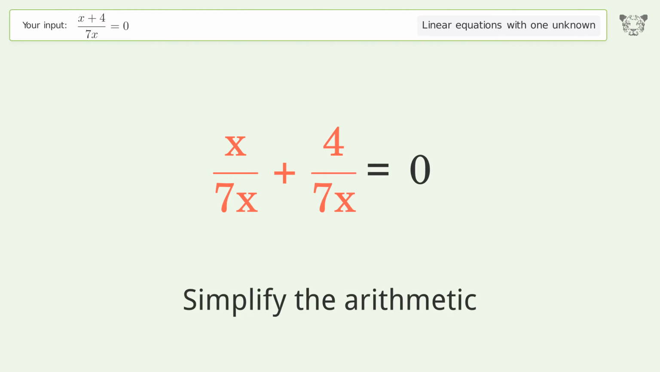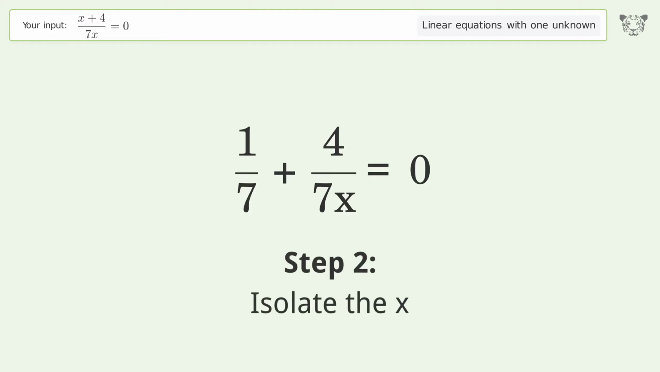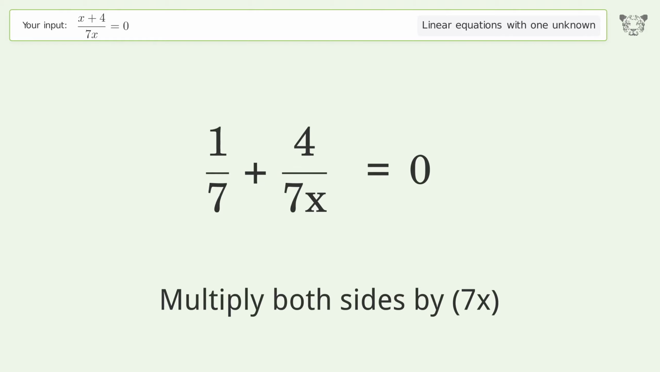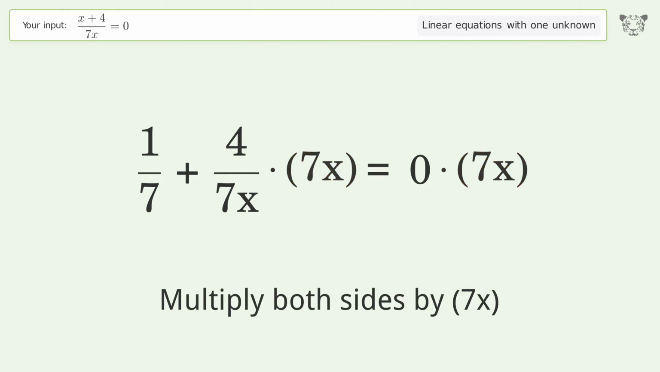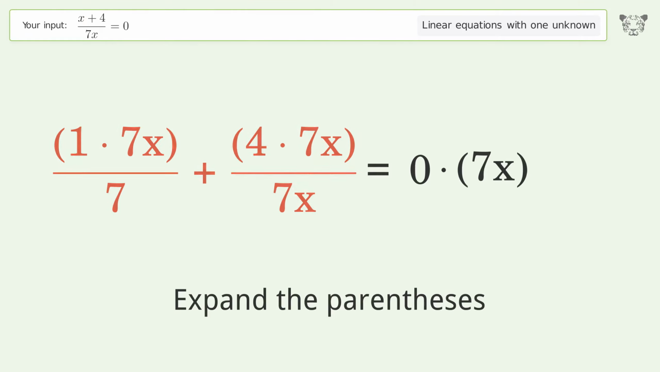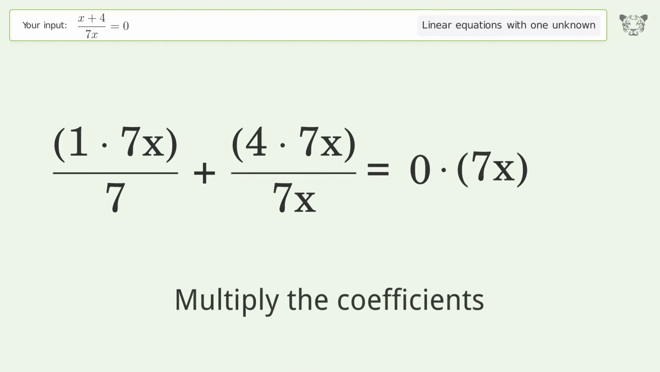Simplify the arithmetic. Isolate the x. Multiply both sides by 7x. Expand the parentheses. Multiply the coefficients.